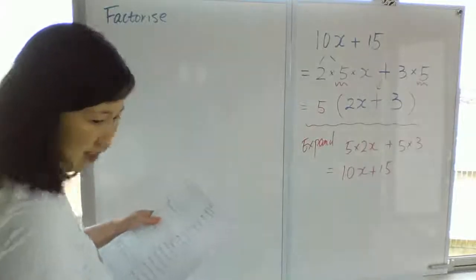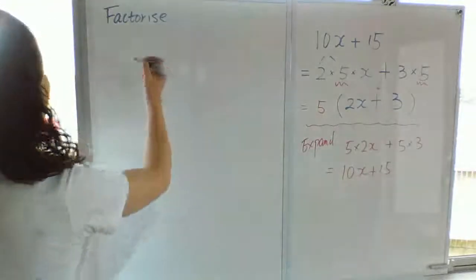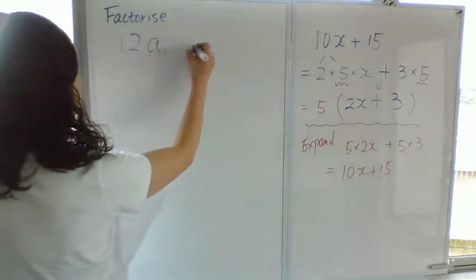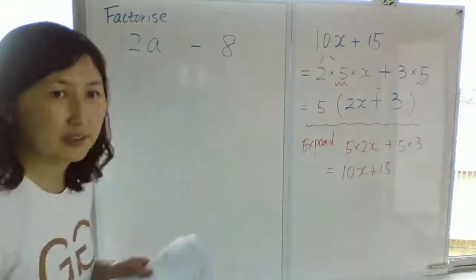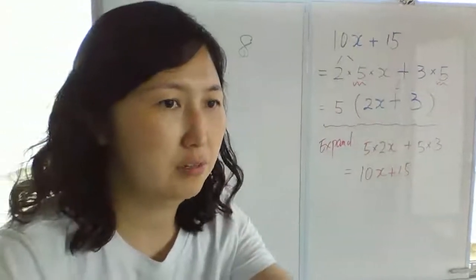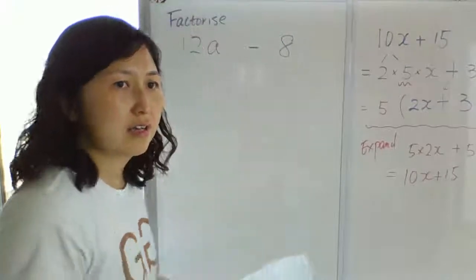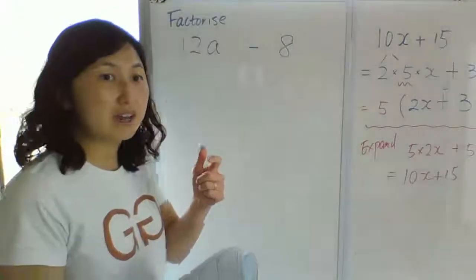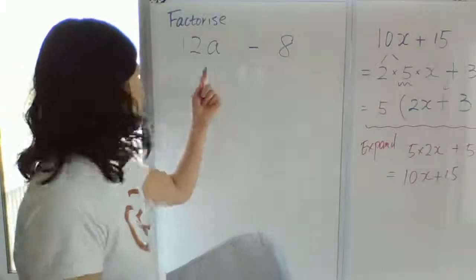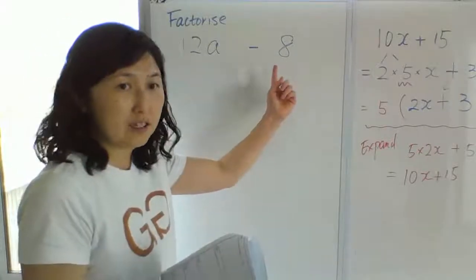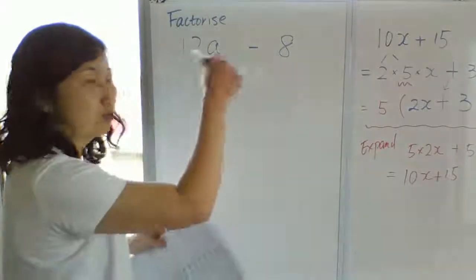Now let's have a look at the second example here. I have 12a take away 8. Yep. Here so you can see. So 12a take away 8. Again, you need to think about what are the factors will make 12a and what are the factors will make 8. And you need to write things down.